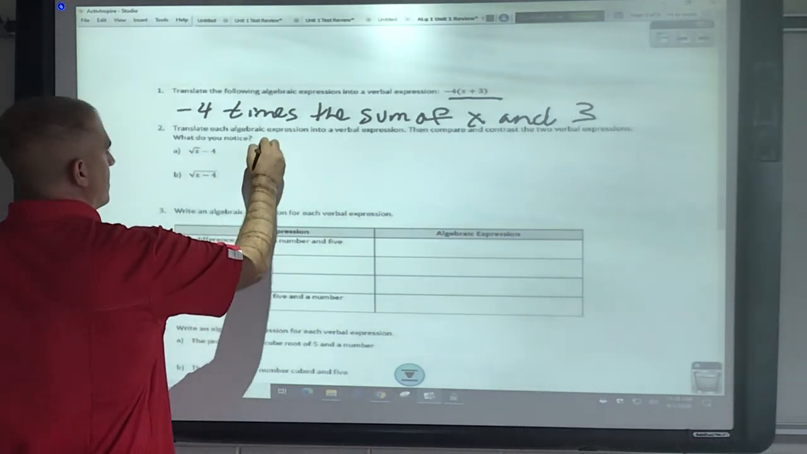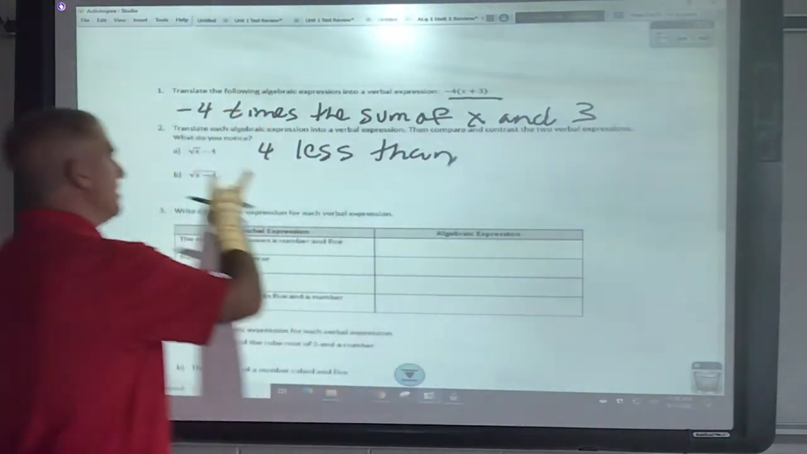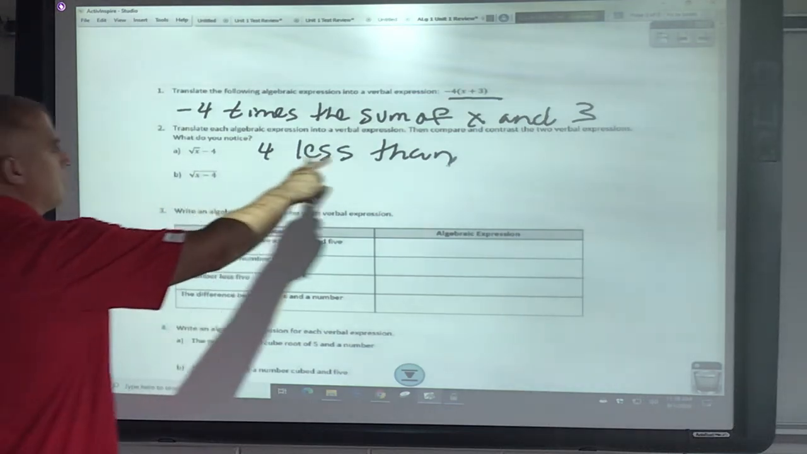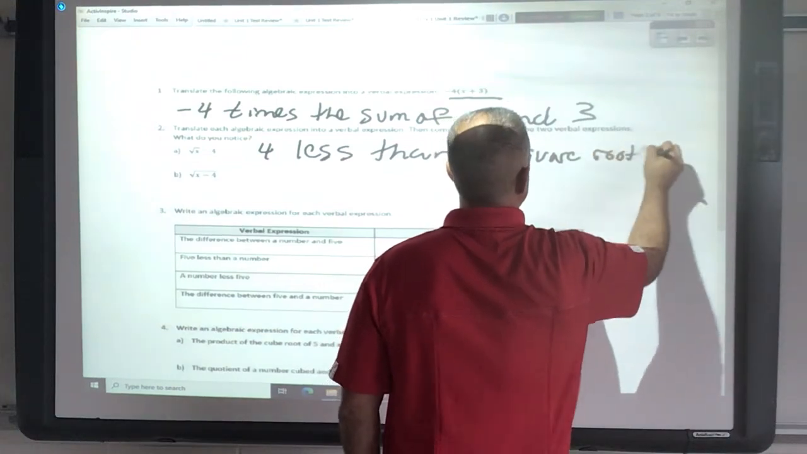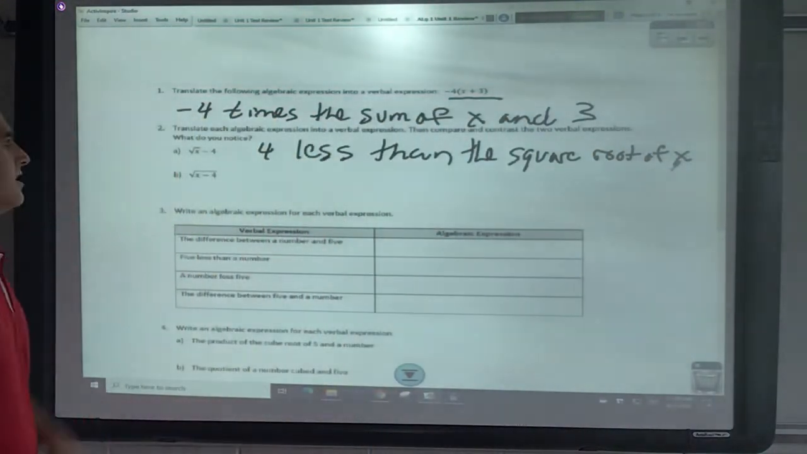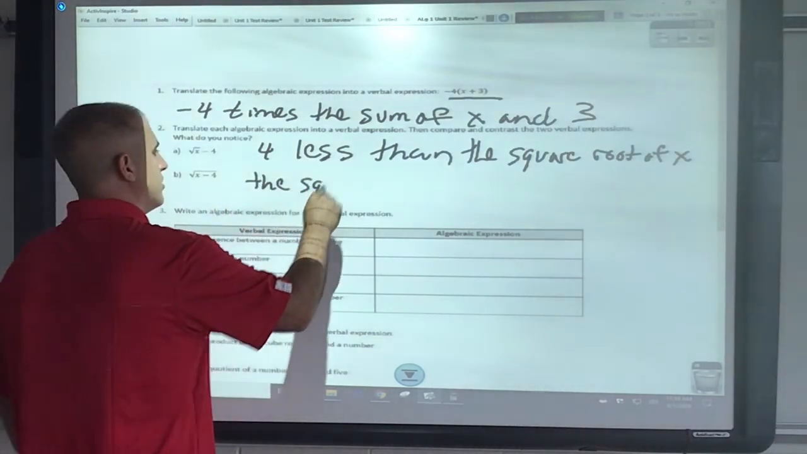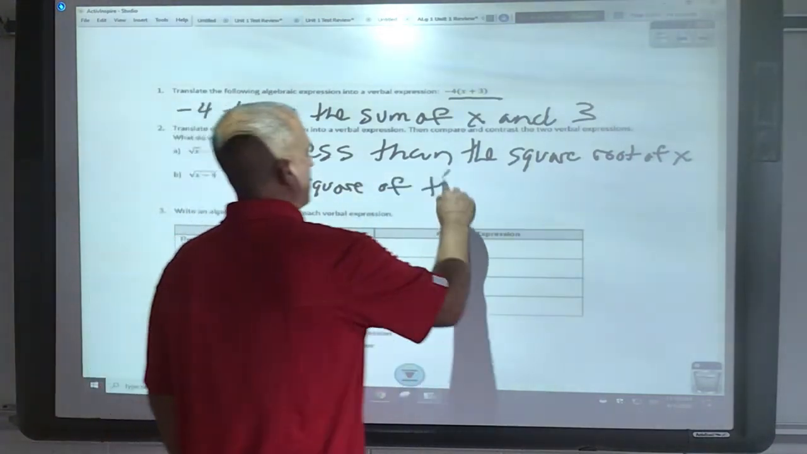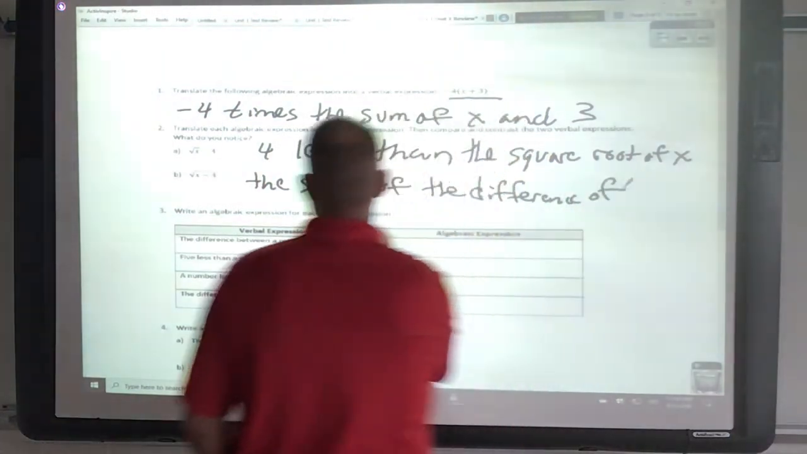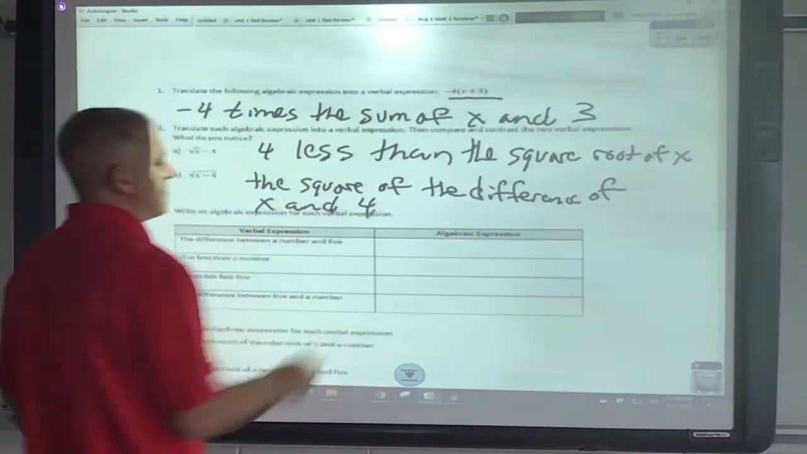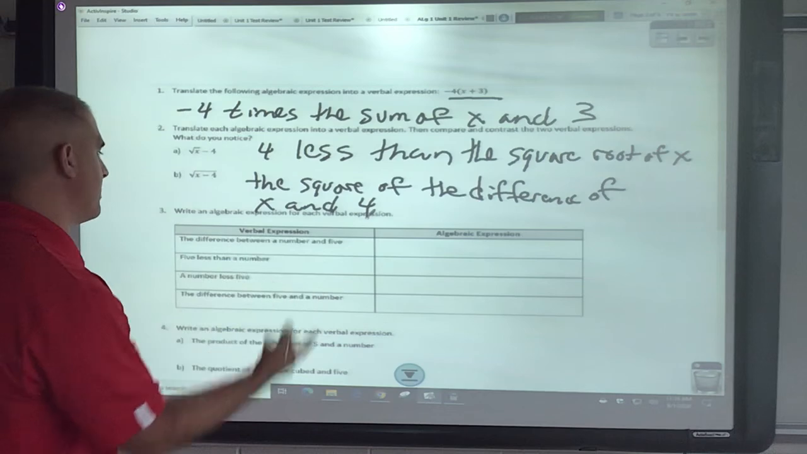I would write this as 4 less than, remember we talked about this in class that when you do the less than, it basically flips that around. 4 less than the square root of x, okay? Now the difference with this one is, this would be the square root of the difference of x and 4, okay? Somebody say, well, Mr. Evans, why don't you write the 4 second? Well, when you do the and, you can keep them in the order. When it's less than or more than, they switch around.